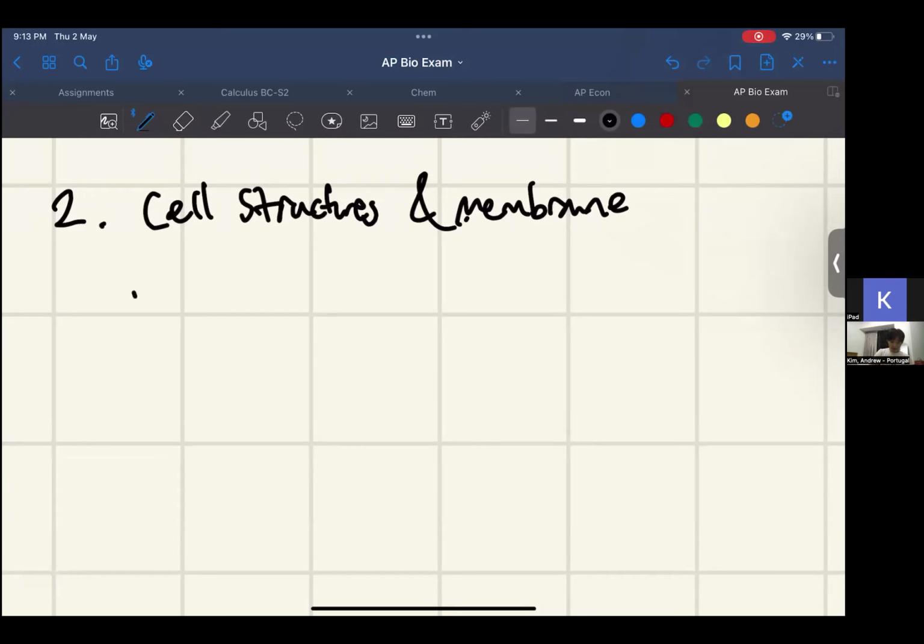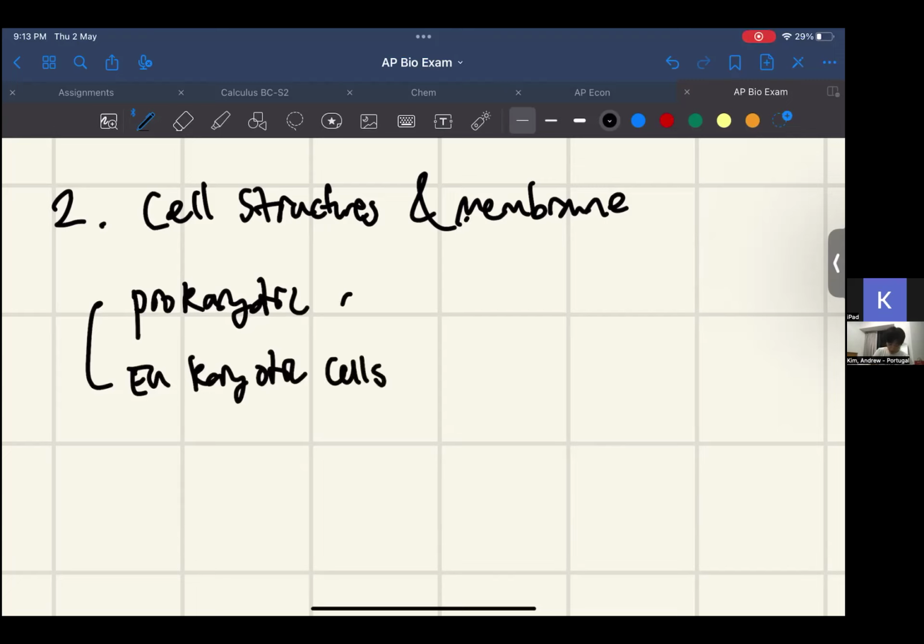Before we talk about cell structures, we have to talk about different types of cells. We have prokaryotic cells, and we have eukaryotic cells. Now, prokaryotic cells are bacteria. Bacteria is a very basic form of an organism, right? It is the least evolved organism, I would say. So bacteria, prokaryotic cells, will be relatively more simple compared to the eukaryotic cells.